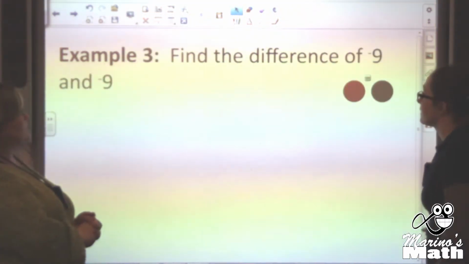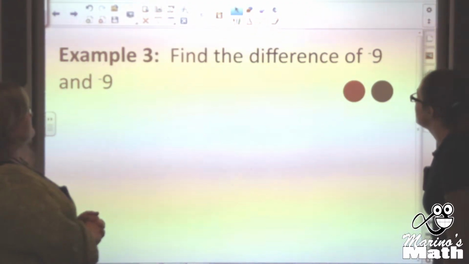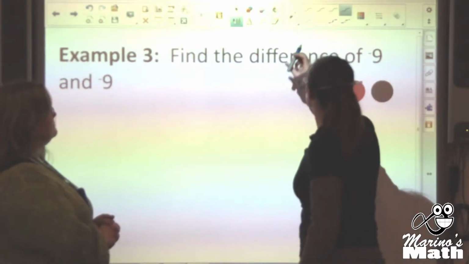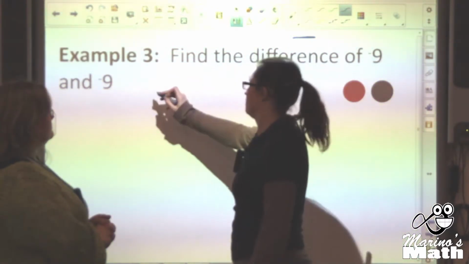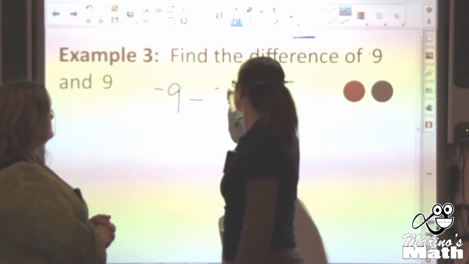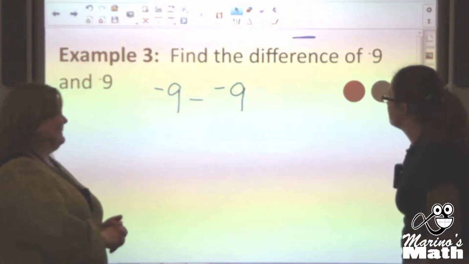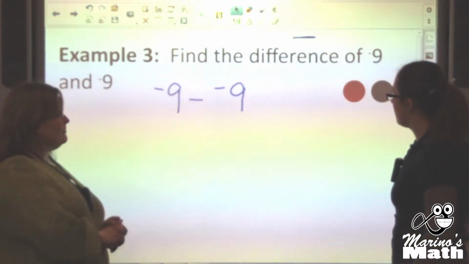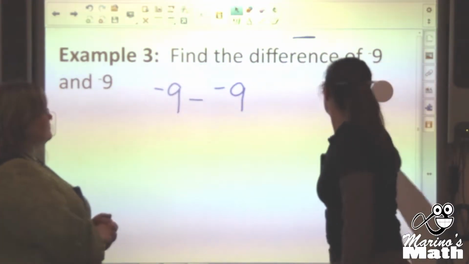All right. We need to practice more. Well, let's practice another one. Here we have the difference, which means subtraction, of -9 and -9. So I'm going to have -9 minus -9. Lots of 9s and lots of minuses and lots of negatives. And if I start out with my chips, I'm going to start out with 9 of them.